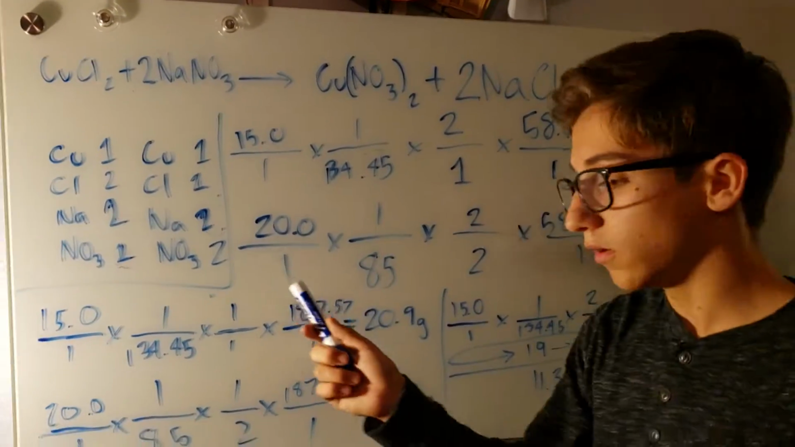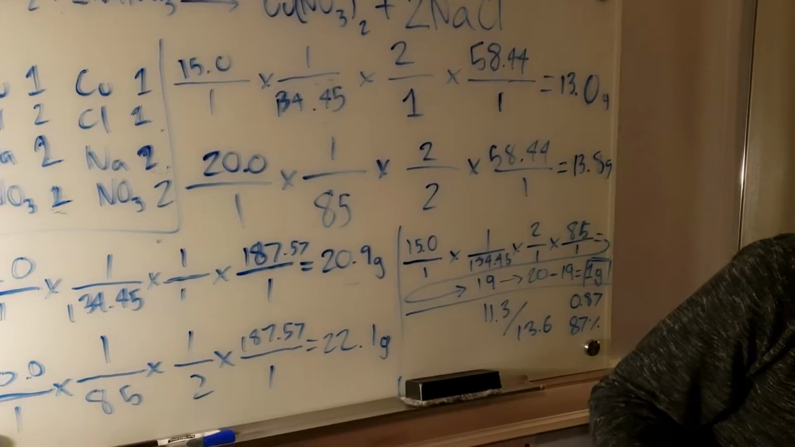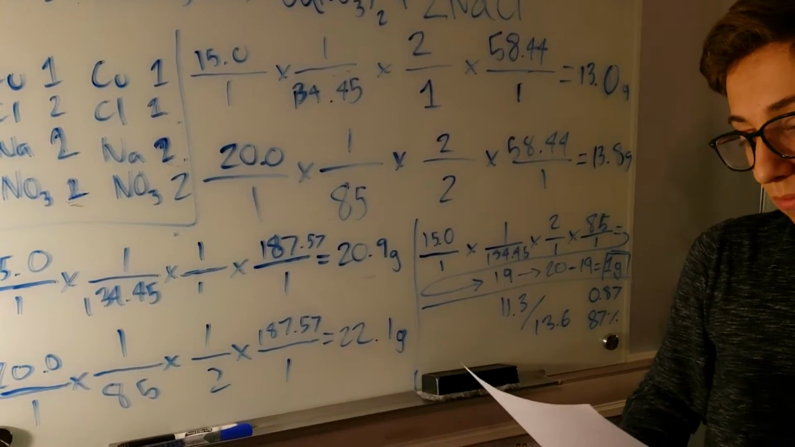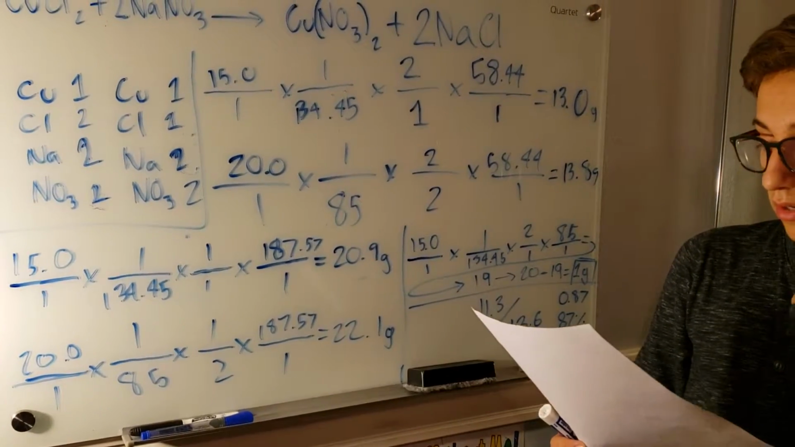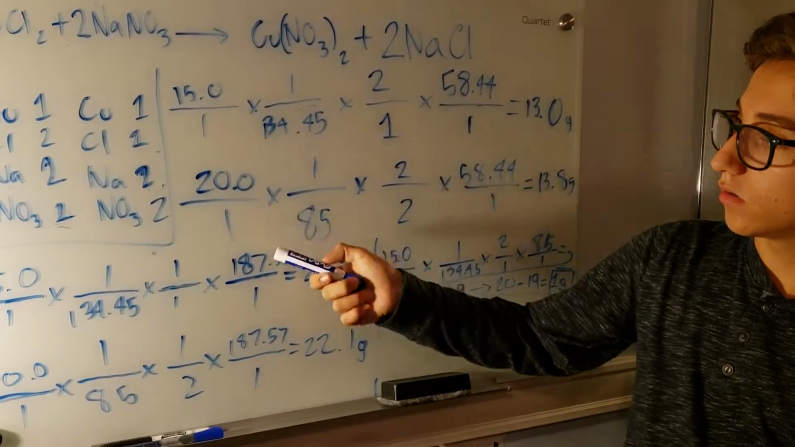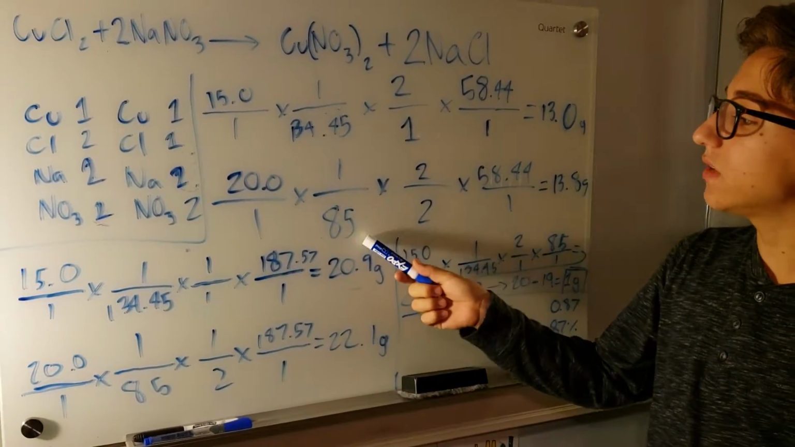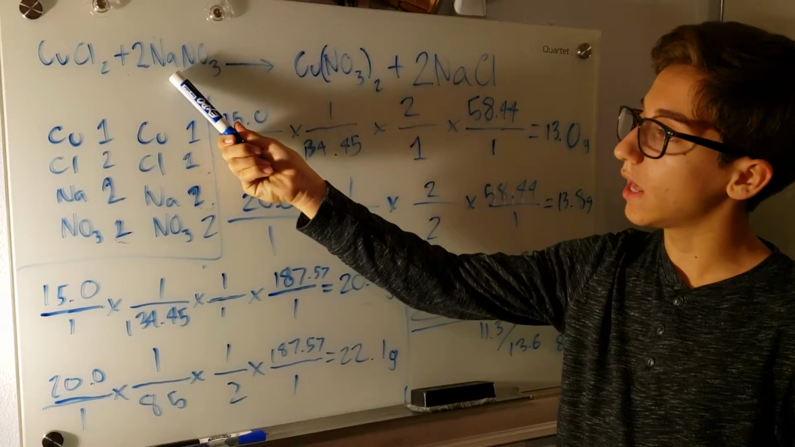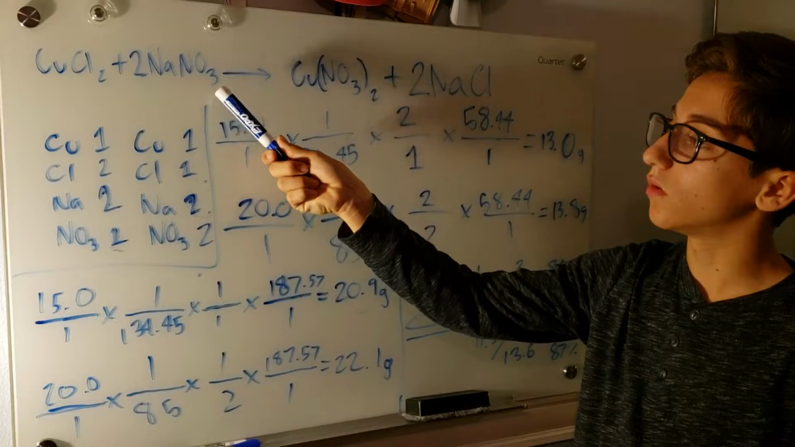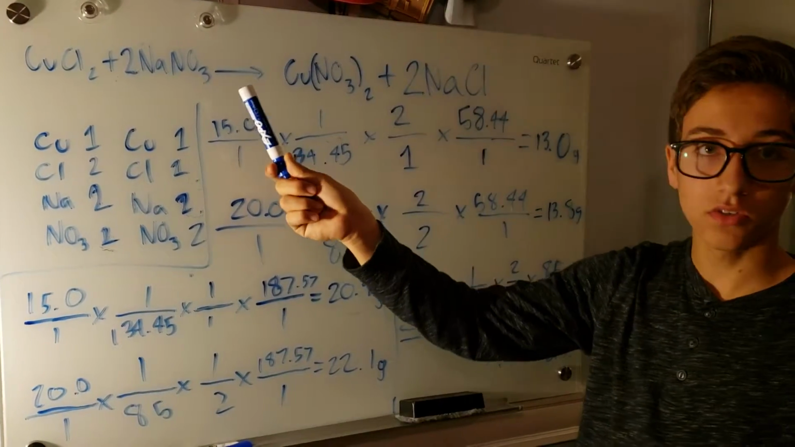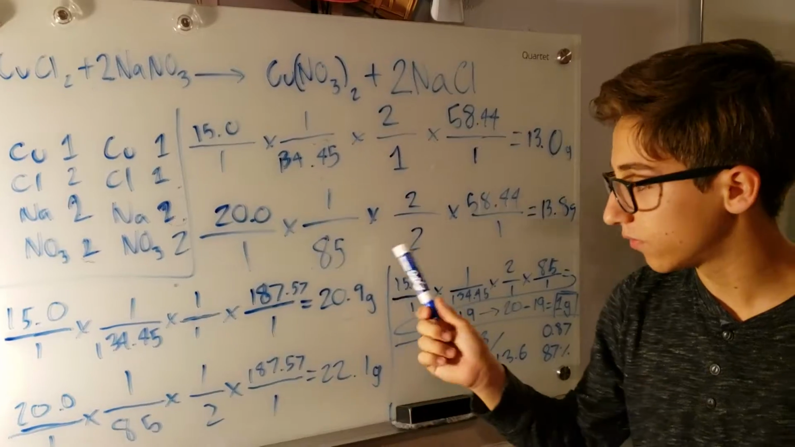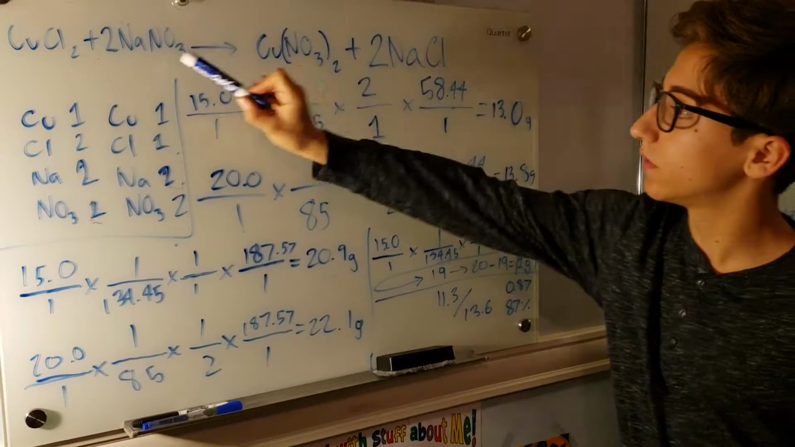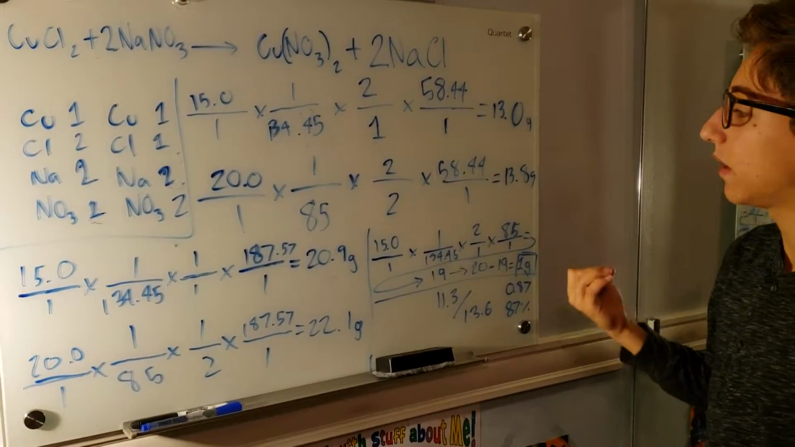Now moving on to the second part, we have to do the exact same thing. I'm not going to get too deep into it because we just did the same thing, but this time with sodium nitrate. So sodium nitrate is 20 grams, which they gave us. Then 85 is the molar mass, from 1 Na, 1 nitrogen and 3 oxygens, all together 85. Then it was 2 over 2, and that's the ratio from this number and this number. You can see I put 2's in front of them when I balanced.